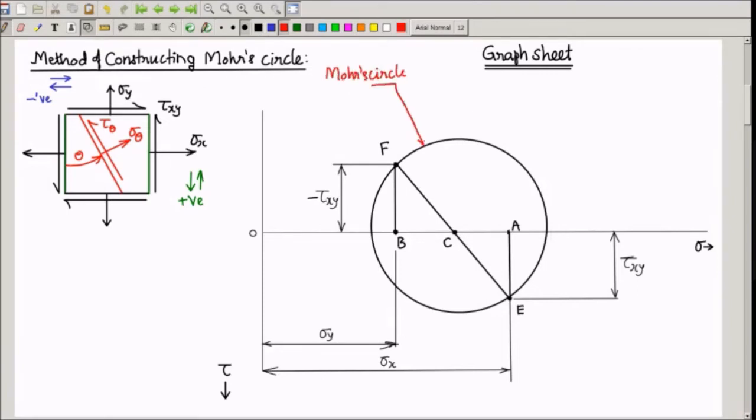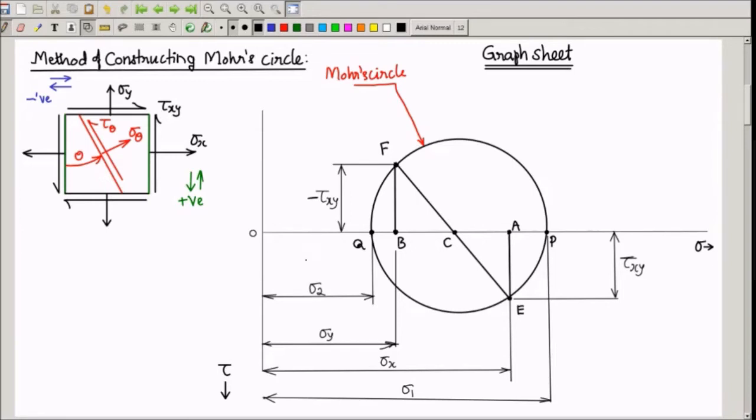Now observe, circle has intersected x-axis at 2 points. Point P here and point Q here. Intersection of the circle with x-axis means those are the points where shear stress is 0. Because x-axis represents normal stress, on any point on x-axis shear stress should be 0. So P and Q are the points where shear stress is 0. That means Q and P are representing maximum normal stress where shear stress is 0, and they are called as principal stresses. So here the distance OP is actually sigma 1, maximum normal stress, and the distance OQ is sigma 2, which is called minimum normal stress or minor principal stress.